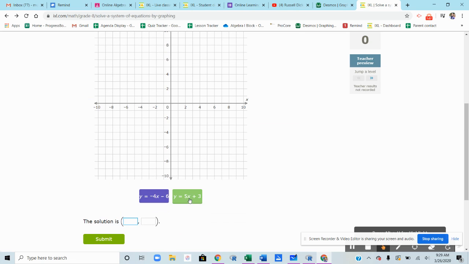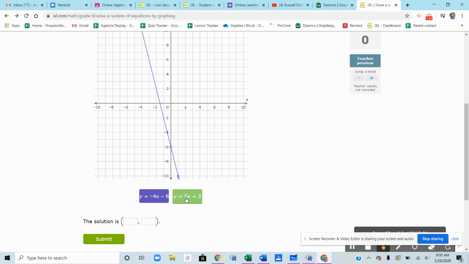So you notice these two different colored buttons. You are going to click on the first one to graph the first equation. So your y-intercept is -6, and your slope is -4, which means down 4 and right 1. That is a negative line. Remember, that is over 1.